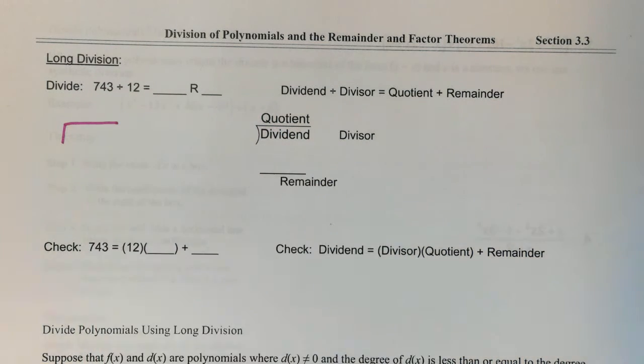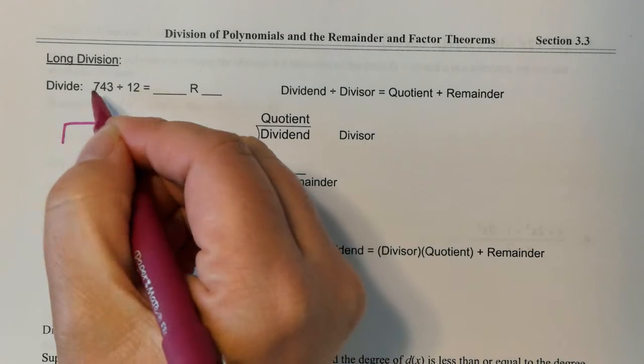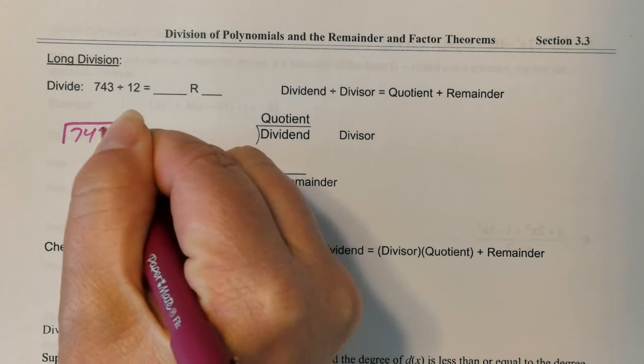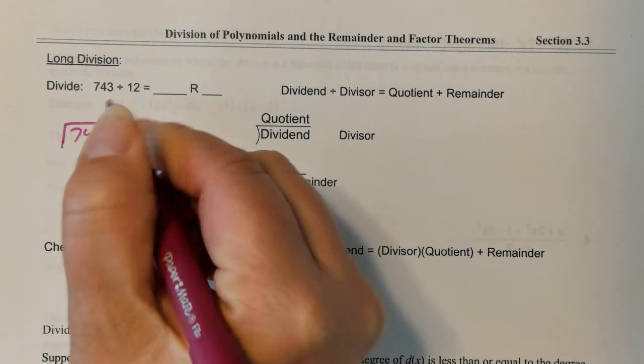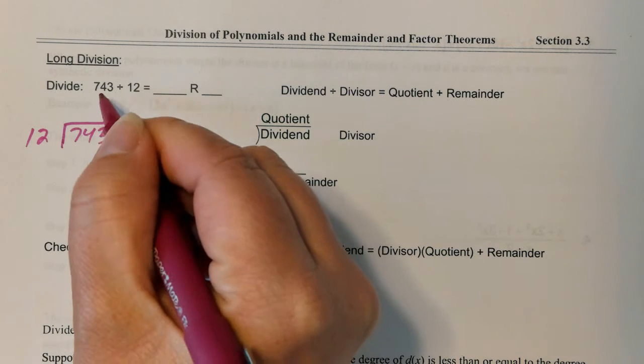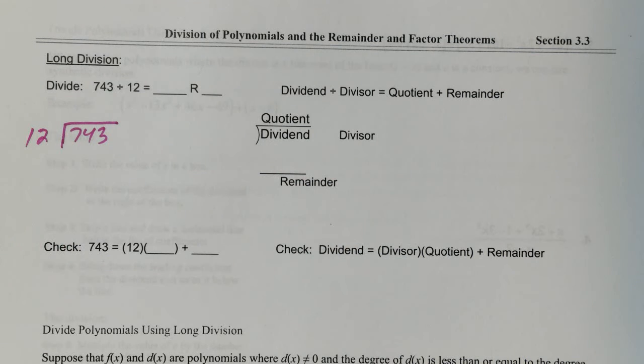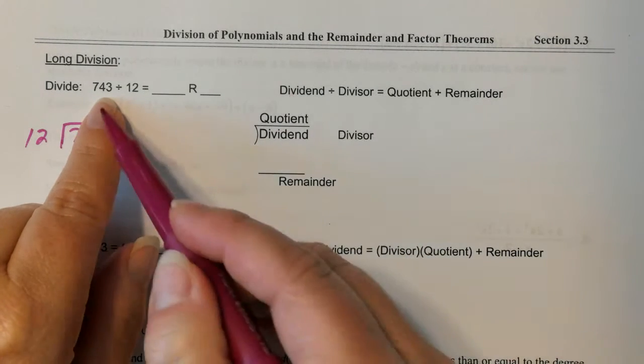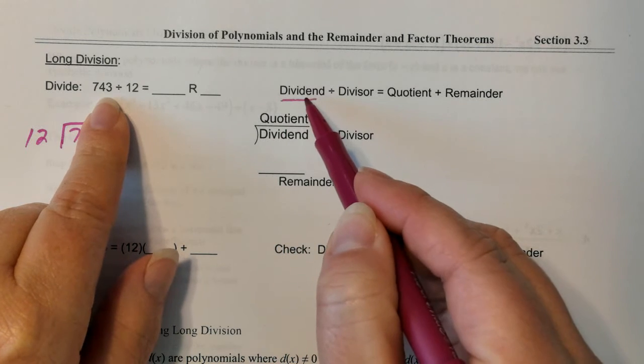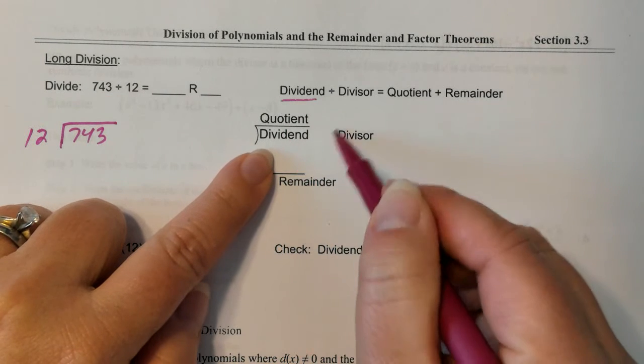The other part of that cowboy and horse story is that the cowboy can go inside the house, but the horse has to stay outside. So the 743 is the one that goes in the division house, and the 12 is the one that stays out. Now the official mathematical terms: the 743, the number that came first, is what we call the dividend. The dividend is the one that goes in the house.